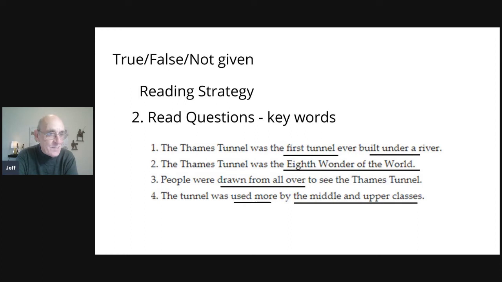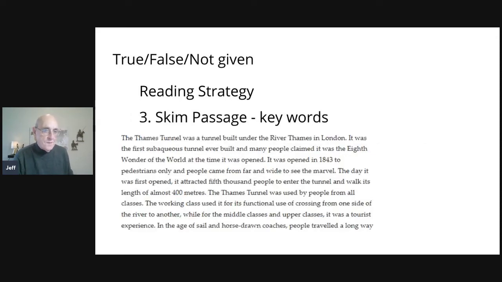The IELTS exam is not testing your knowledge. It's just testing your English ability, okay? And that's just an important thing to realize. After the 20 minutes is up and you've answered these questions successfully, you never have to think about the Thames Tunnel again, unless you want to. Okay, so now we go to the passage.